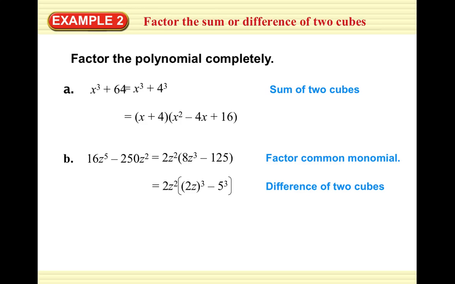So we recognize the pattern is 2z to the third power minus 5 to the third power. So we can follow our special factoring pattern in order to get what 8z to the third minus 125 factors down to. And of course, remember that at the beginning is 2z squared.